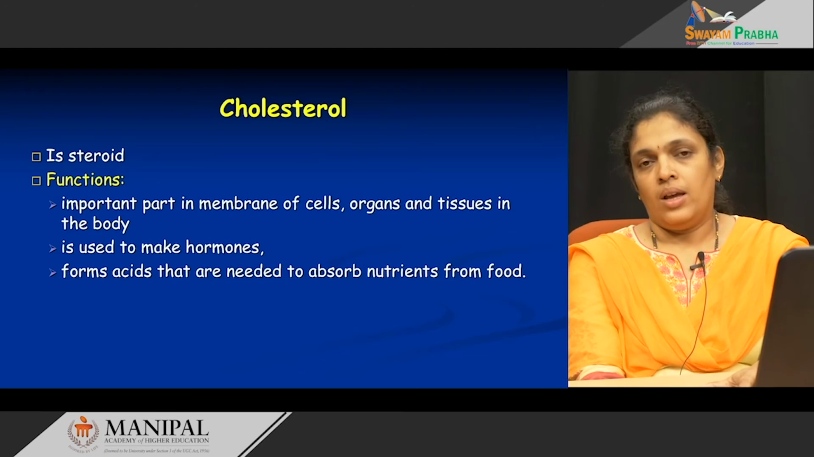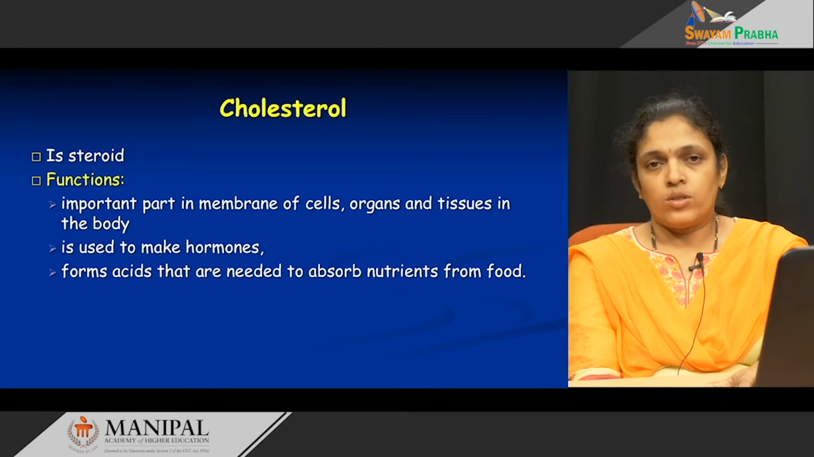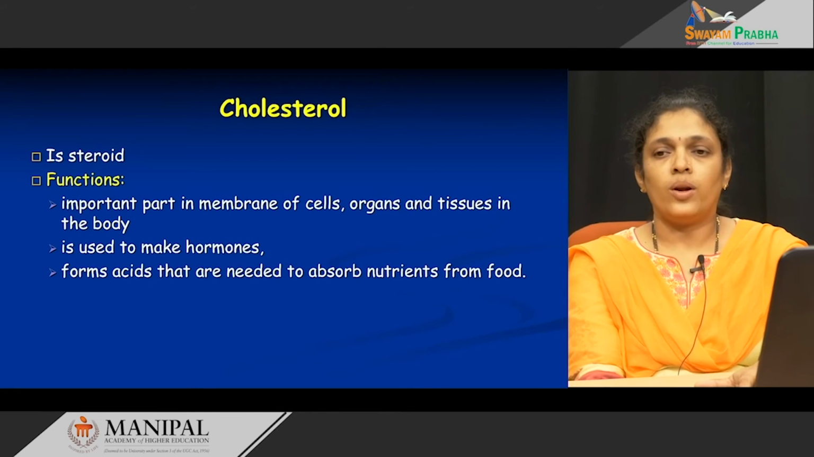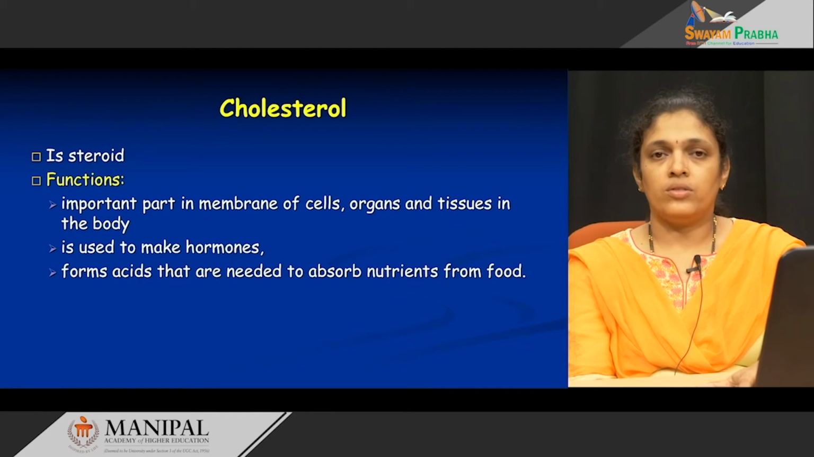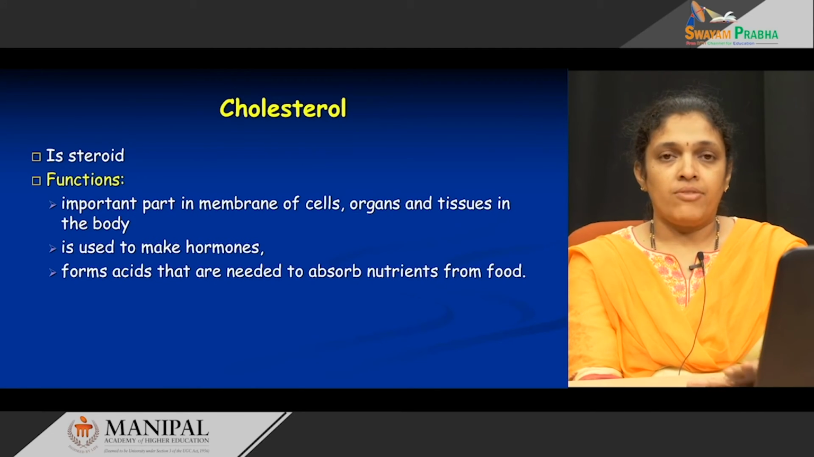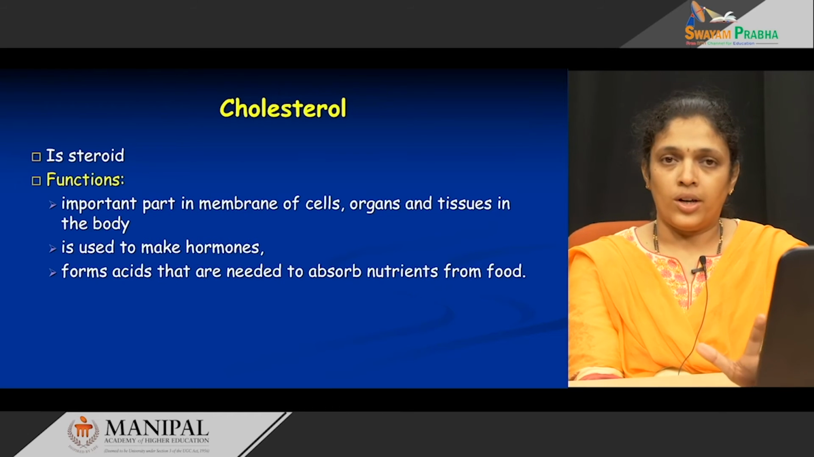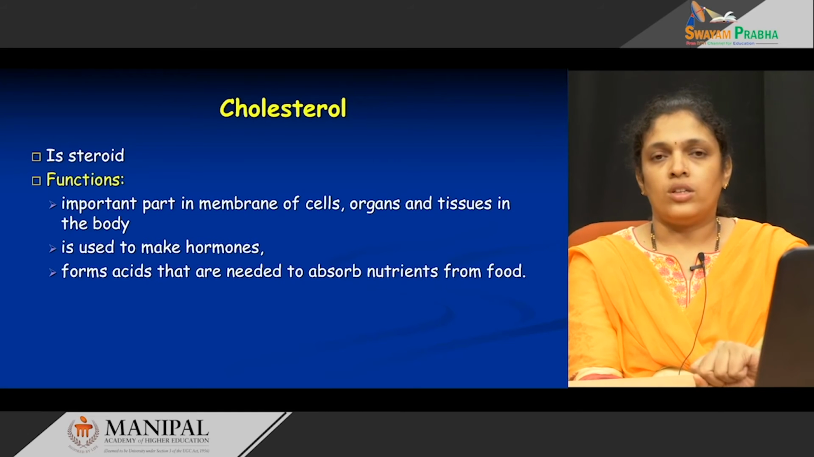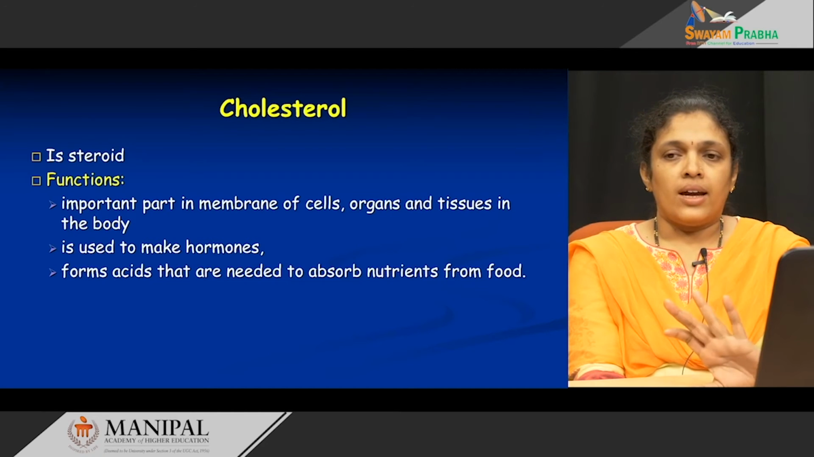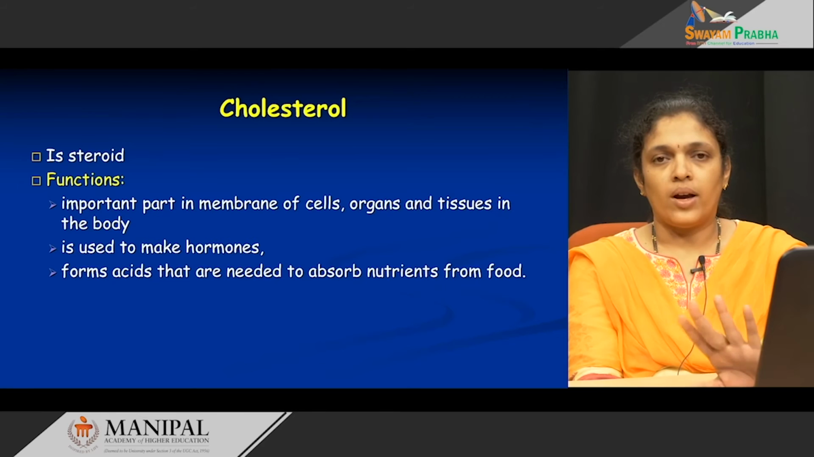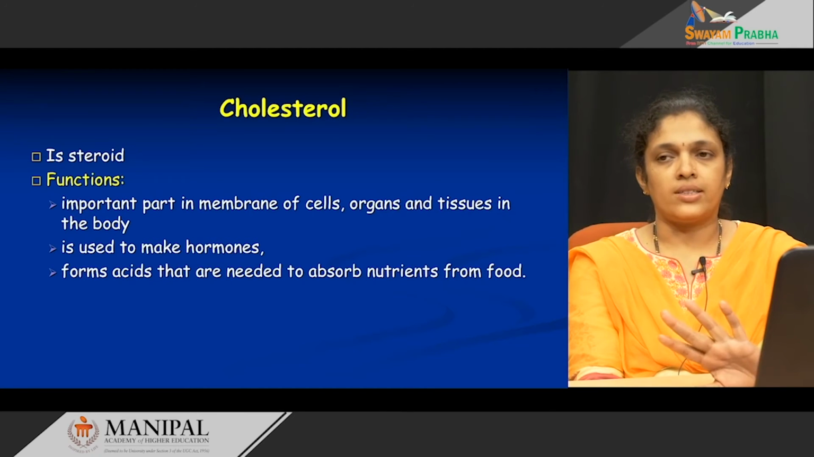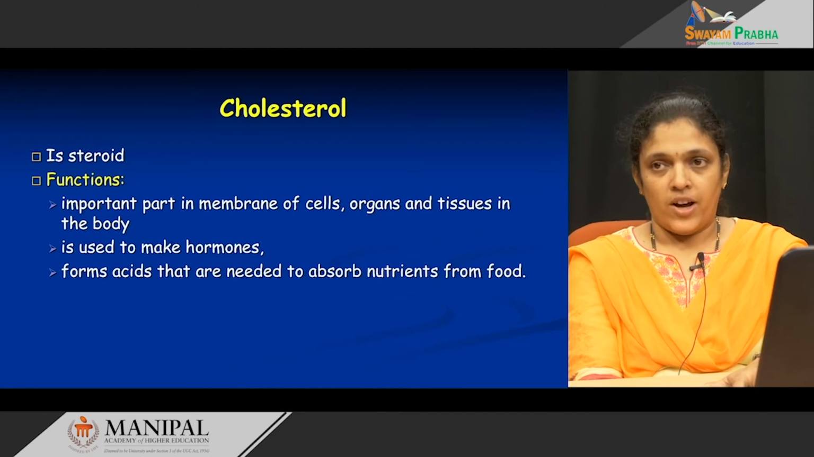Apart from that, if we have to synthesize certain hormones like the steroid hormones, cholesterol acts as a precursor for their production. That shows how important cholesterol is. Though we always say cholesterol is bad, if we have to produce hormones which are steroid in nature, that is when we require cholesterol. Certain food substances which need to be absorbed also require cholesterol, in the form of bile acids. So, these are the important functions of cholesterol.